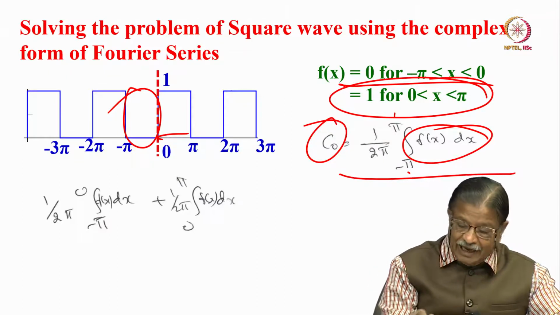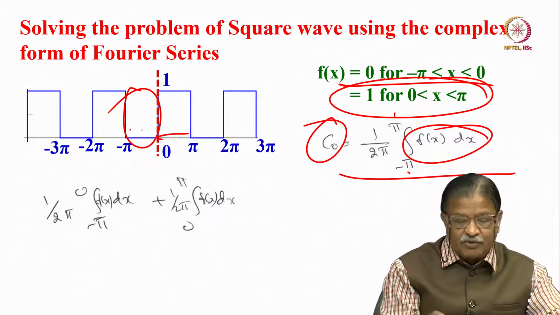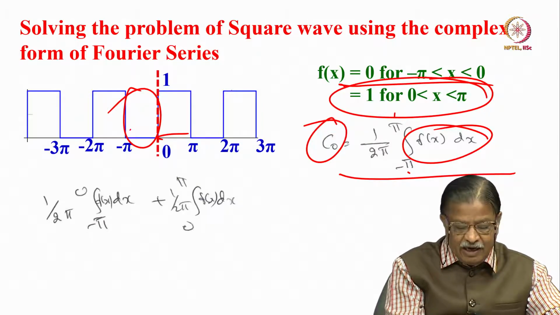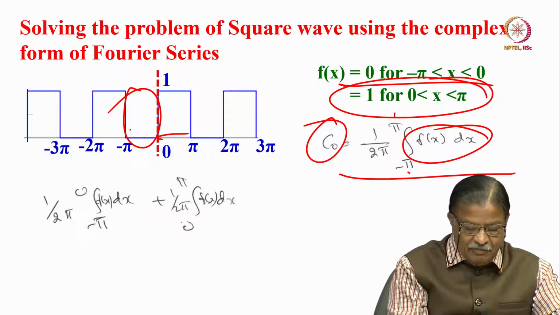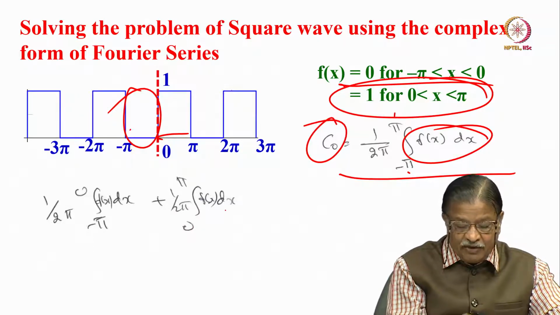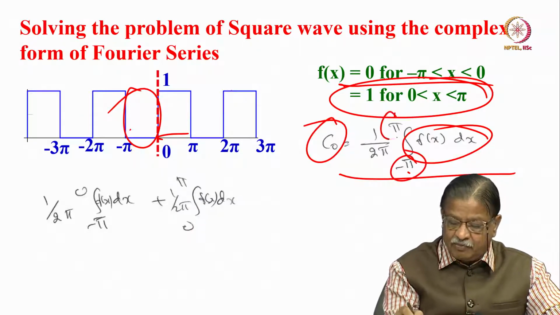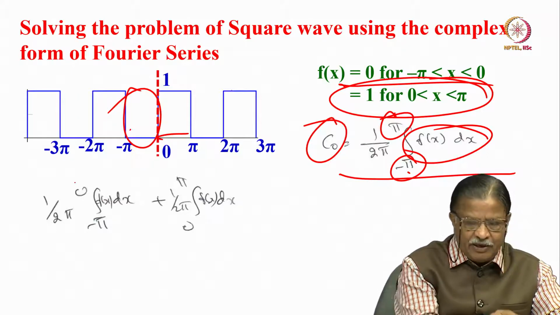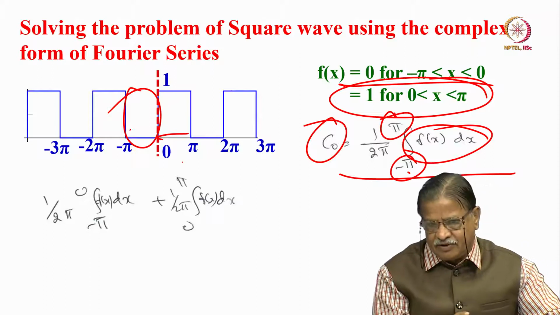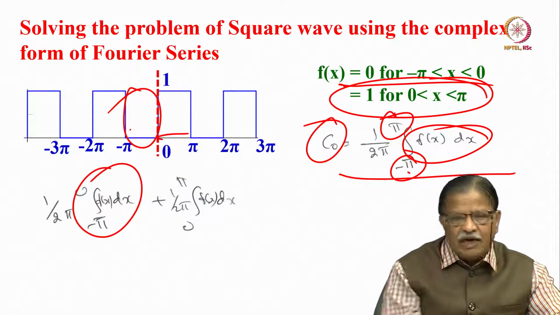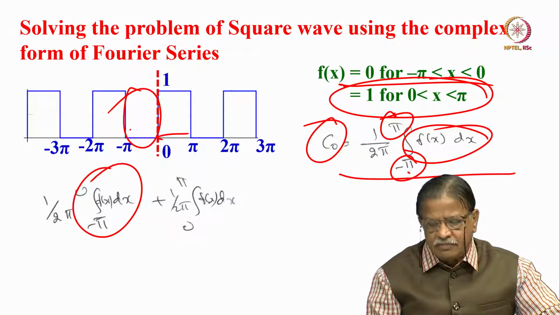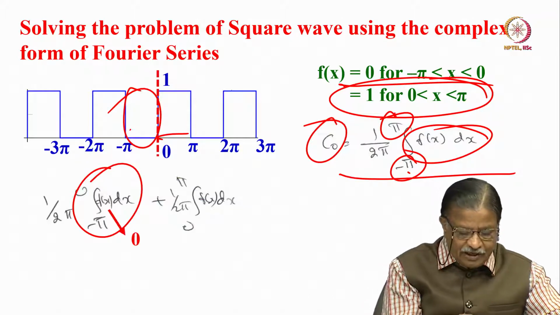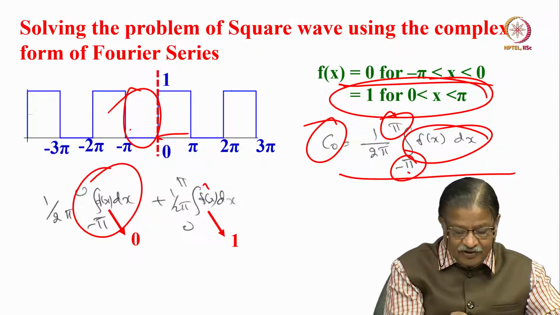Now, again this function we can resolve into 2 terms: 1 over 2 pi integral from minus pi to 0 of f(x) dx plus 1 over 2 pi integral from 0 to pi of f(x) dx. Same minus pi to pi integration I have divided into 2 parts, minus pi to 0 and 0 to pi, 2 integrals, that is all. Of course, this part is already known, f(x) equal to 0 in this range. So, now we have to deal with only this one, here f(x) equal to 1.